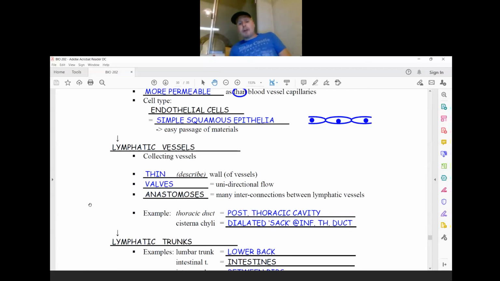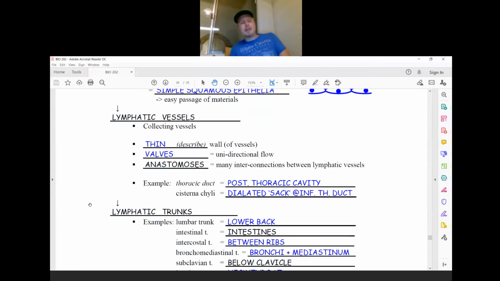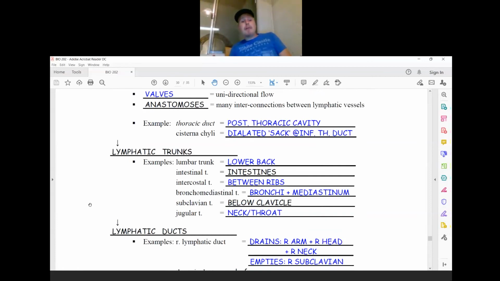I mentioned the posterior thoracic cavity, how the thoracic duct ran through it, and at the bottom, the inferiormost part of the thoracic duct, we had the cisterna chyli, the dilated sac there. Then we end up with the trunks, which are again bigger in their diameter. We had lumbar, intestinal, intercostal, bronchomediastinal, subclavian, and jugular. So where each one is located, I've also listed there. So lumbar at the lower back, intestinal, of course, intestines, intercostal, between the ribs, bronchomediastinal at the region of the bronchomediastinum, subclavian below the clavicle, jugular at the neck or throat region.